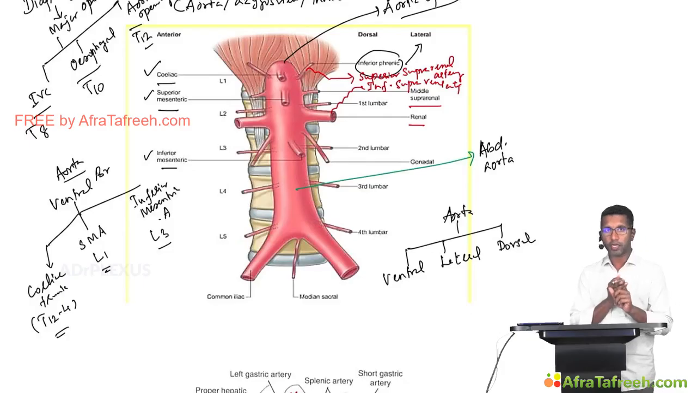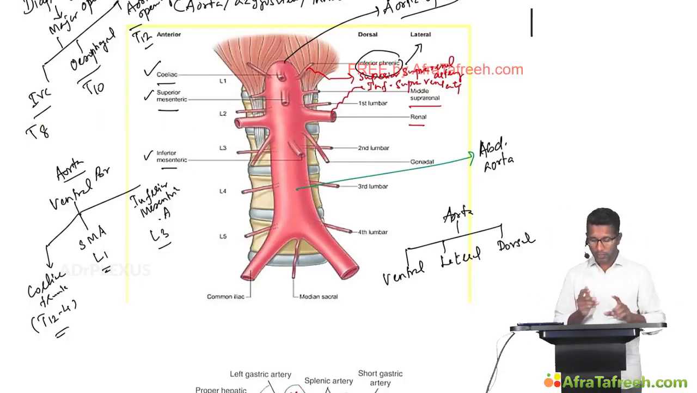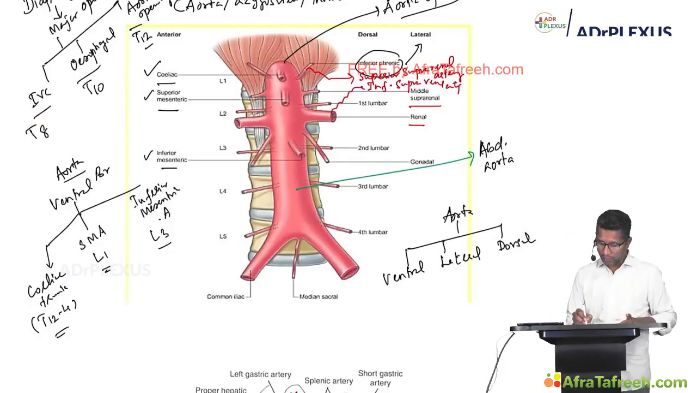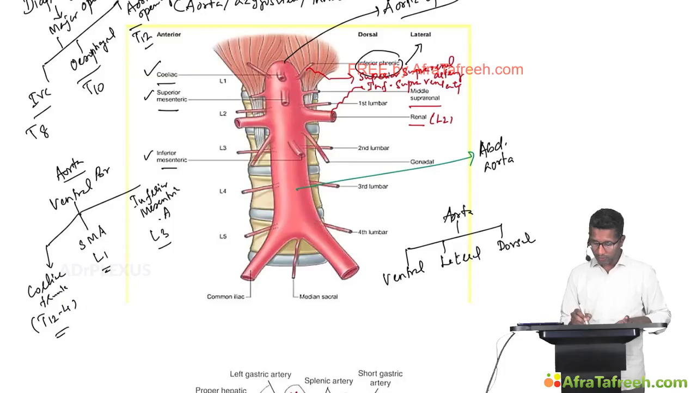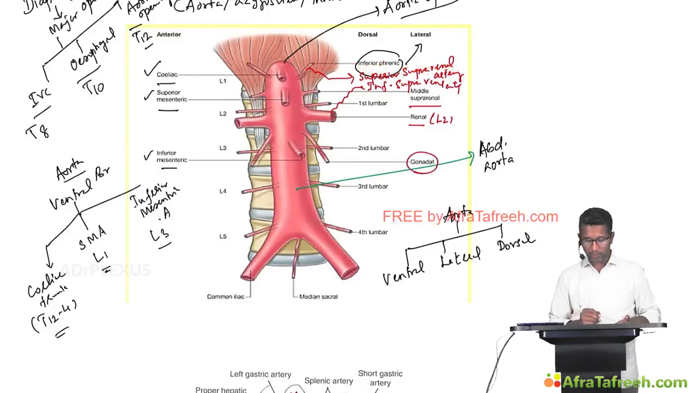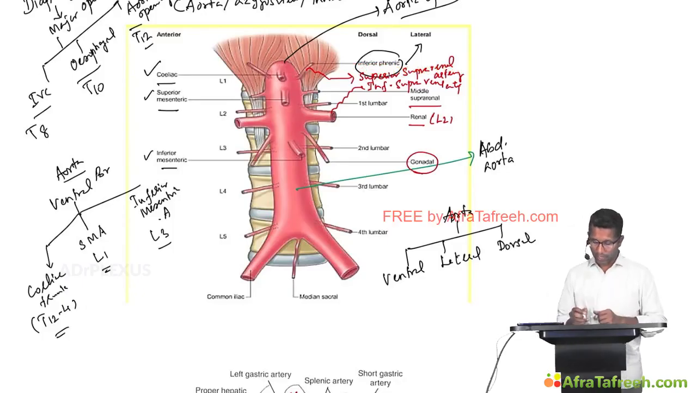Inferior suprarenal artery, which is a branch of the renal artery. The next branch is the renal artery, which arises at the level of L2. The next branch is the gonadal artery, which is seen here. So these are all the lateral branches.